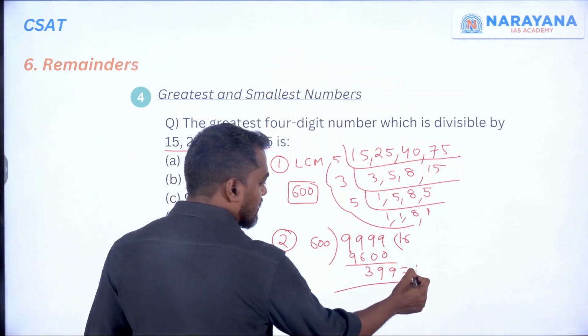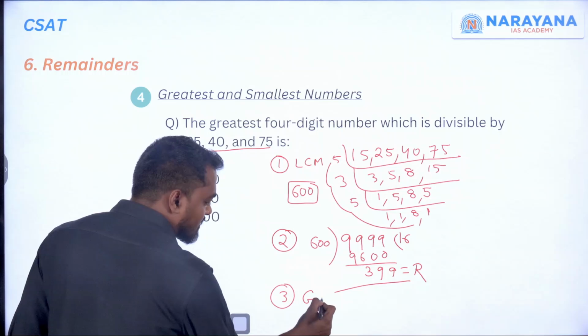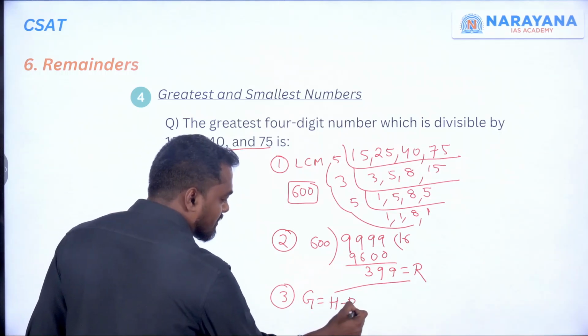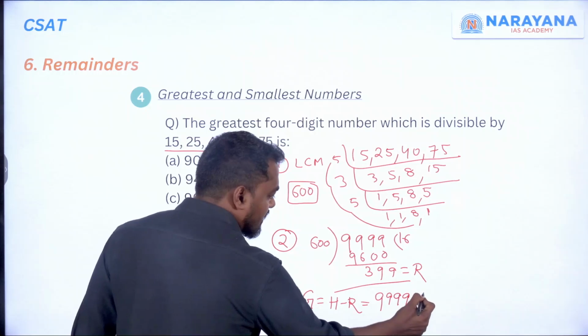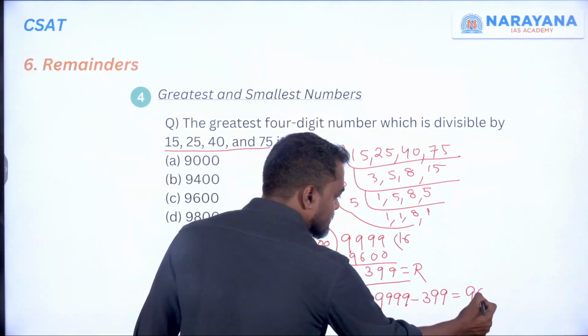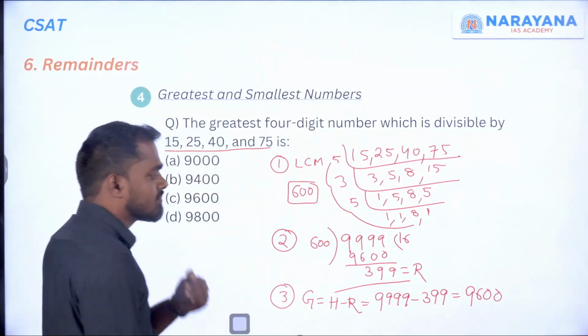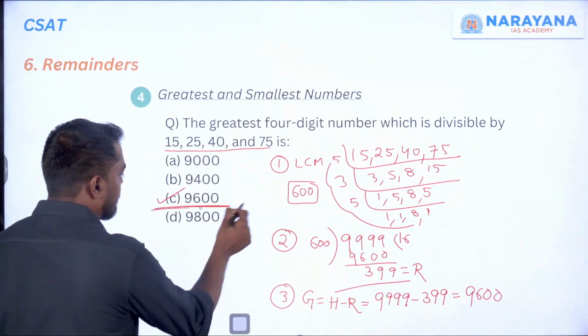You got the remainder. Now what is the formula? Greatest is equal to highest minus remainder. What is the highest? 9999. Take out the remainder. So that is nothing but 9600. Understood? Option C is the answer.